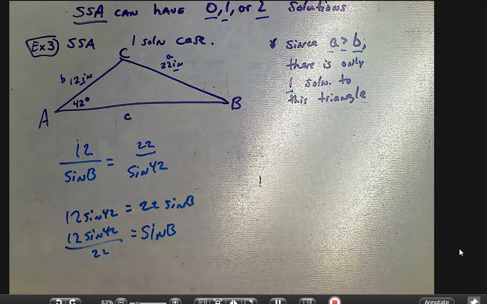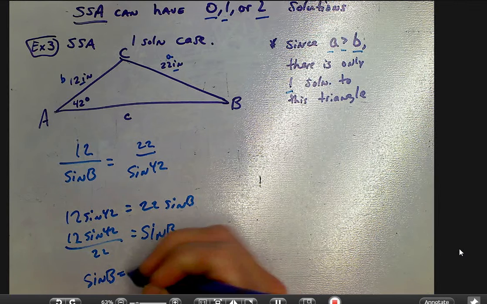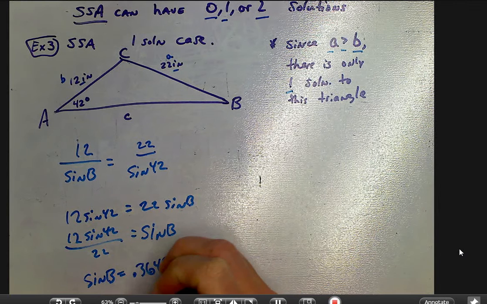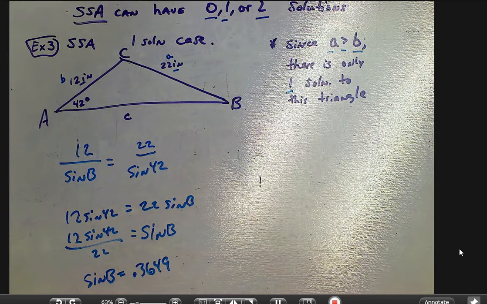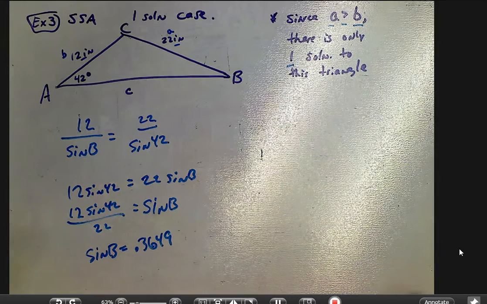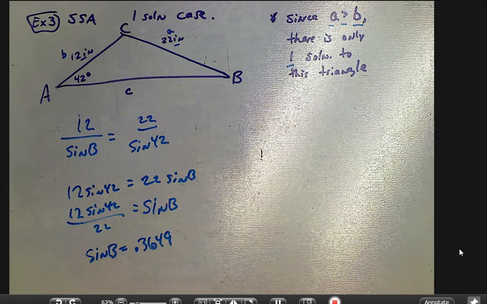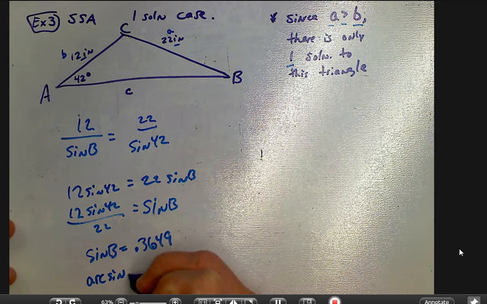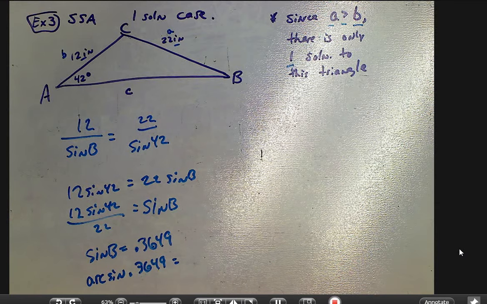So that tells me that the sine of B is equal to 0.3649. Well, that's still not angle B. How do I find angle B if I know the sine is 0.3649? This is where arcsine comes in. So in my calculator, I want to hit arcsine 0.3649, hit enter, and it should be approximately 21.41 degrees. If you got a different number, make sure your calculator's in degrees, not radians, from the start there.